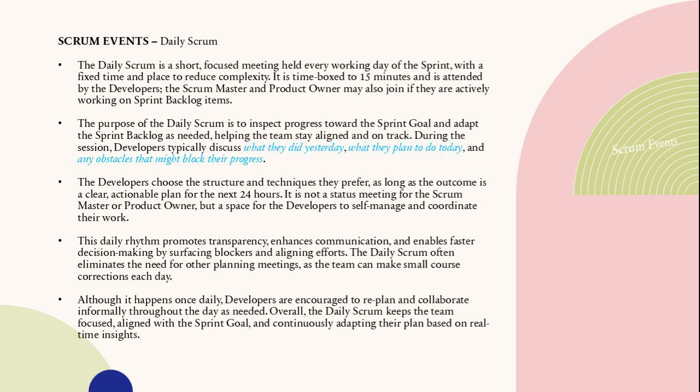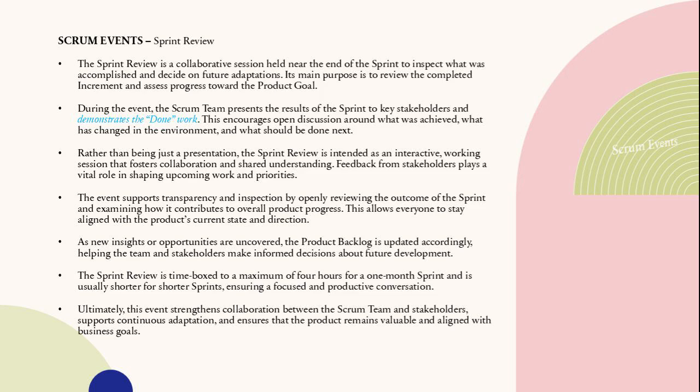This daily rhythm promotes transparency, communication, and fast decision-making, often eliminating the need for other planning meetings. It keeps the team focused, aligned, and continuously adapting. The sprint review, held near the end of the sprint, inspects the completed increment and progress toward the product goal. The Scrum team demonstrates done work to stakeholders, leading to open discussion about results, changes, and next steps. It's an interactive session, not just a presentation, with stakeholder feedback shaping future priorities. Time boxed to 4 hours for a month-long sprint, it strengthens collaboration, supports adaptation, and keeps the product valuable and aligned with goals.